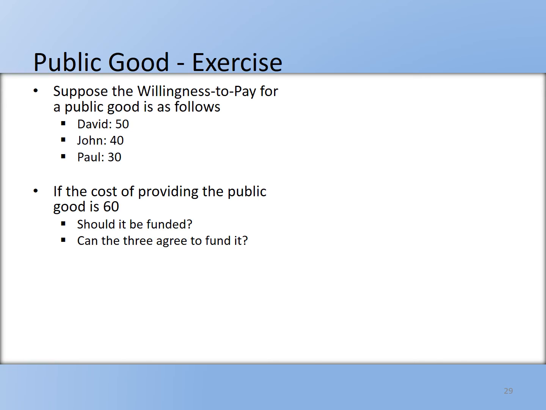Okay, I'll do it again. So if the cost is just 60, which is cheaper than before, and you think about what David has in his mind, he would think John plus Paul can pay in total 40 plus 30, which is bigger than the cost of 60. So the good will be provided even if David quits. So he wants to quit.